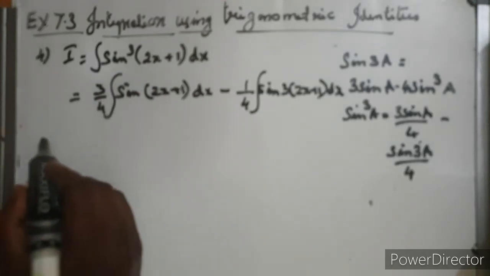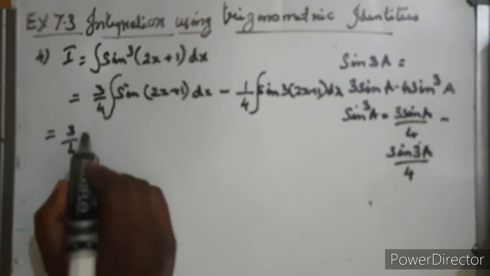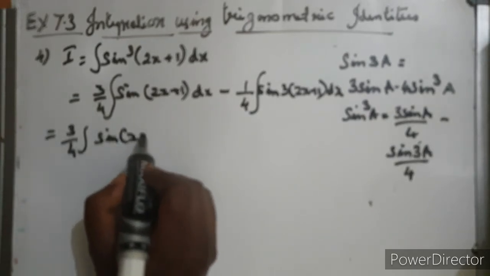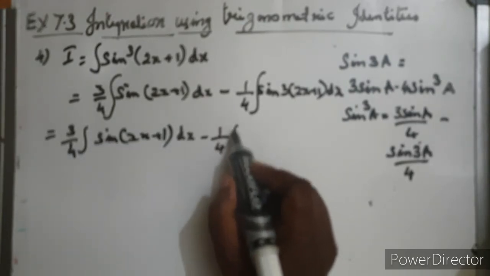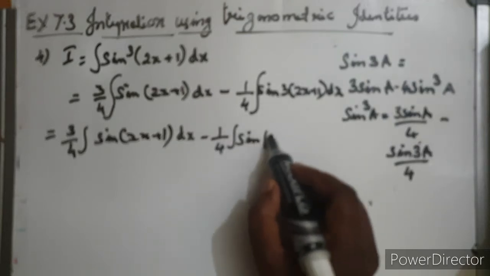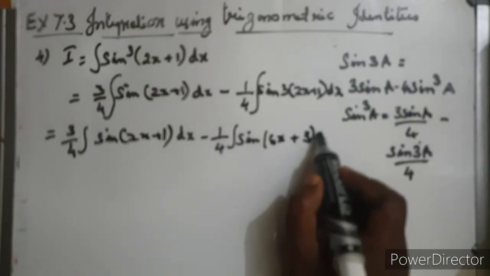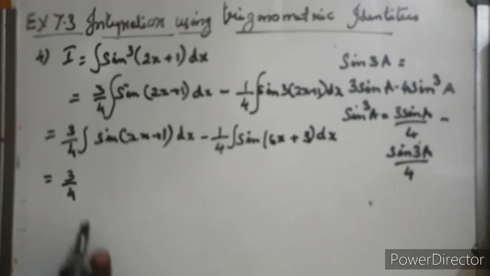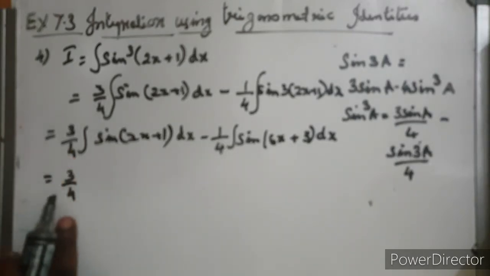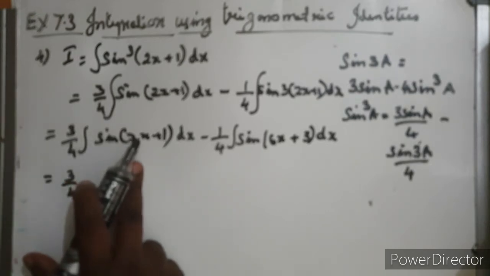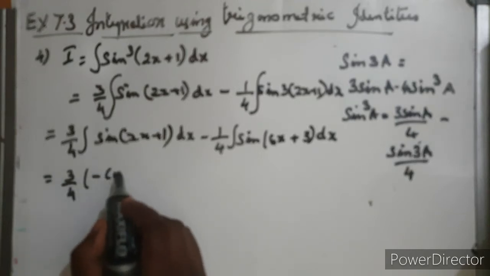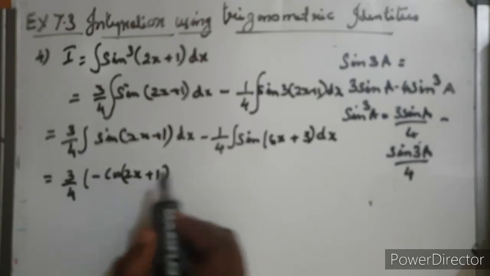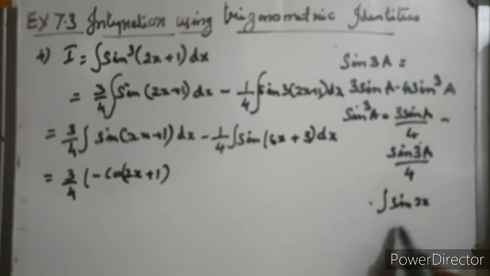I am writing this as 3 by 4 integral of sin(2x + 1) dx minus 1 by 4 integral of sin 3(2x), so sin(6x + 3). Now I am going to integrate this function. So 3 by 4 of integral of sin x dx is minus cos x, so minus cos of (2x + 1). So integral of sin 2x is minus cos 2x by 2.